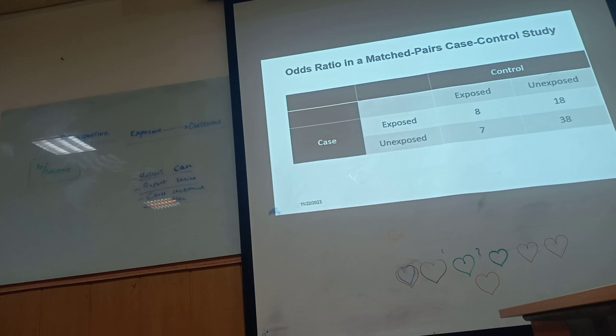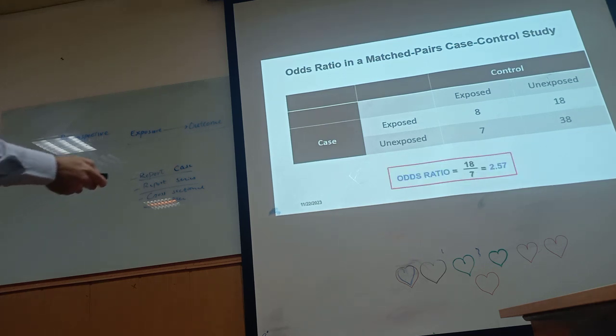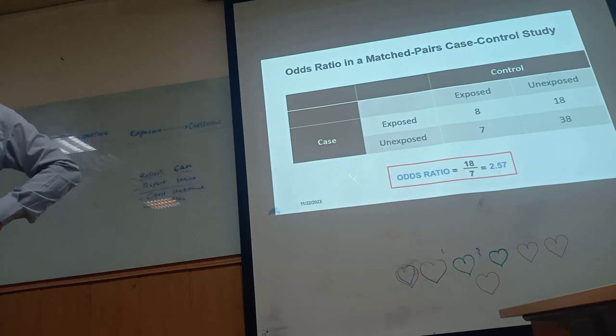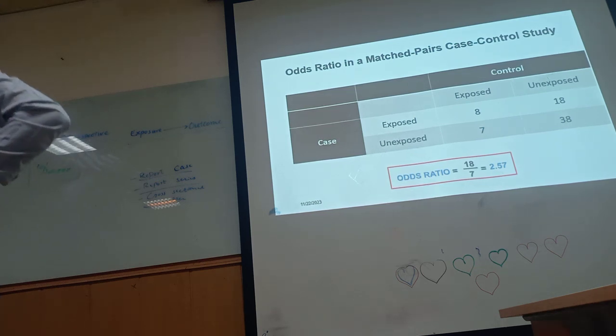Let's look at this example. You can see the table. This is A, B, C, and D. So what is the odds ratio in this case? 18 divided by 7, which is 2.57. How can you interpret this?